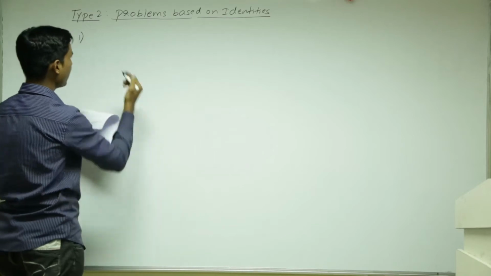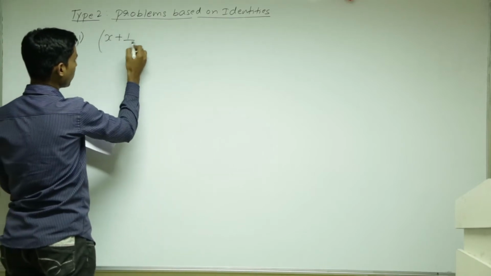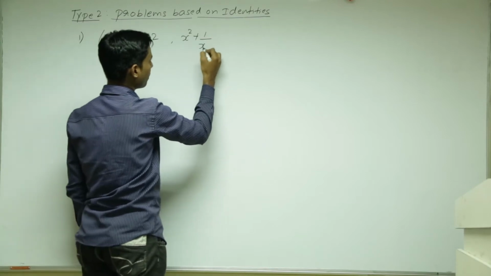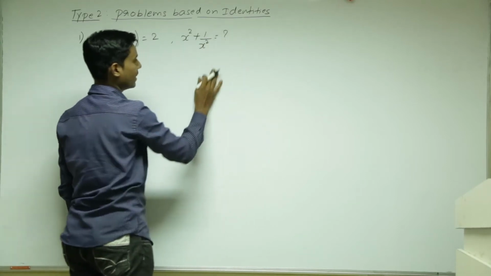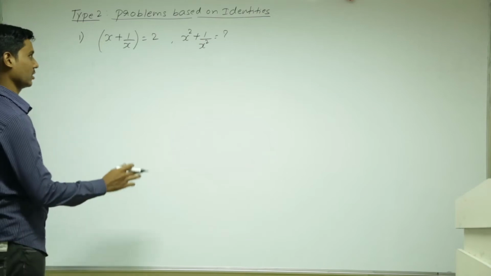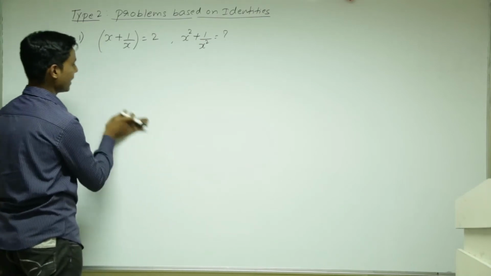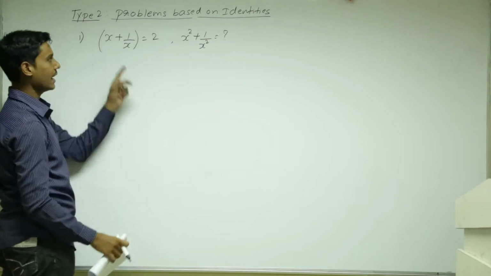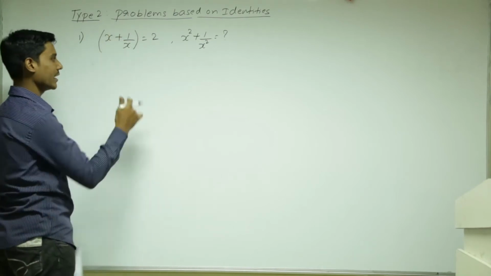If x plus 1 by x is equal to 2, you need to find the value of x square plus 1 by x square. Now see here, I have x plus 1 by x. I want a term called x square. x should become x square, squaring both sides.